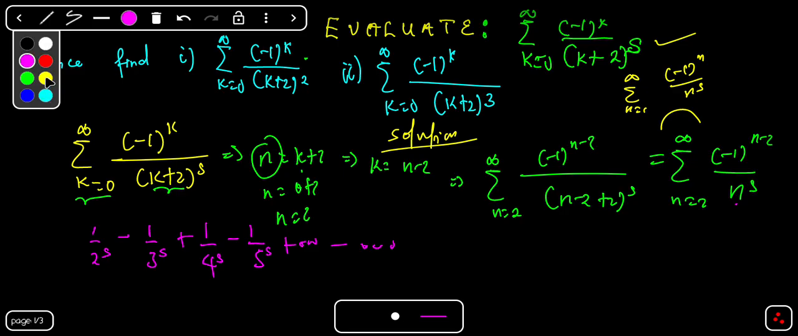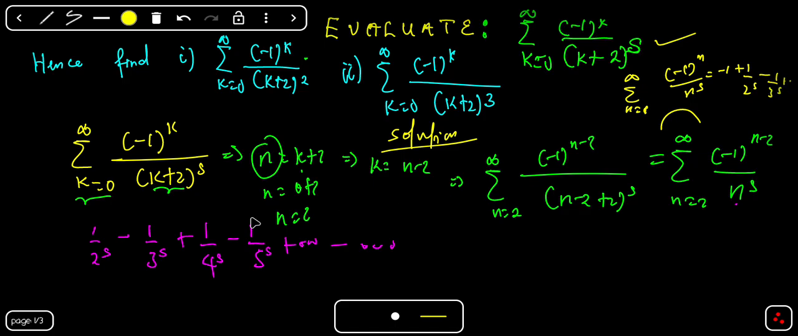Now, for this sum to be in this form, if you start substituting the values of n here, when n is 1, you're going to have -1. When n is 2, you're going to have plus 1 over 2^s. When n is 3, you're going to have -1 over 3^s, plus dot dot dot. So what you notice here, we lack -1 for it to be in this form.